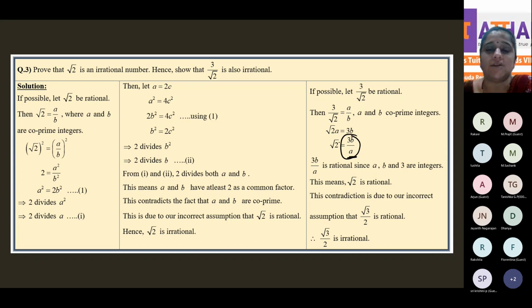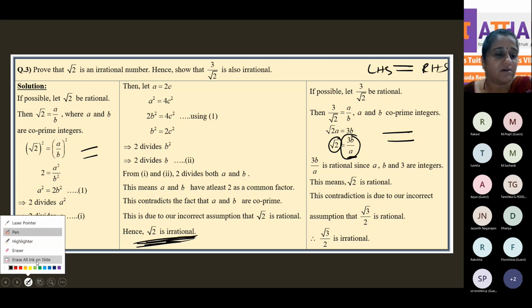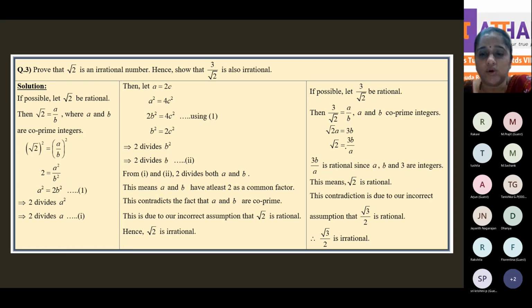But on the left hand side, we have root 2, which we know is irrational because we proved it here. Then how can it be an equality? When you say equal to, the left hand side is equal to the right hand side. But here we have root 2 equal to 3b by a, where root 2 is irrational, but 3b by a is rational. We have proved root 2 is irrational.